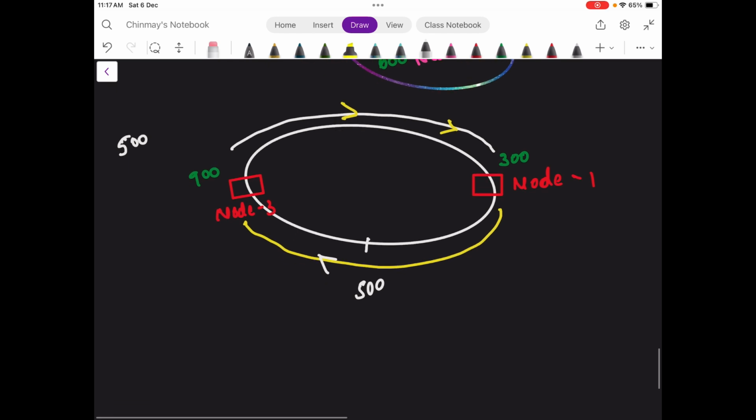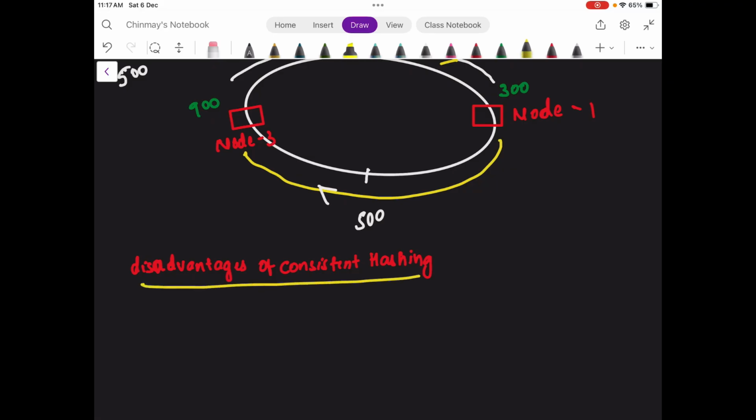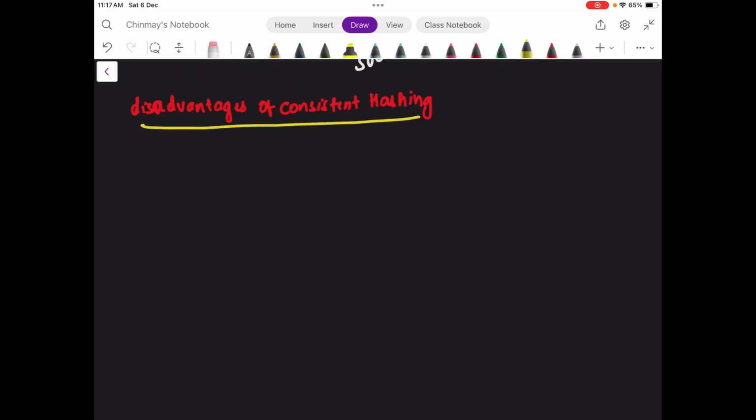But there are disadvantages too. What are the disadvantages of consistent hashing? Every approach has its own problems. In a similar way, there are disadvantages of consistent hashing. Let's discuss them.